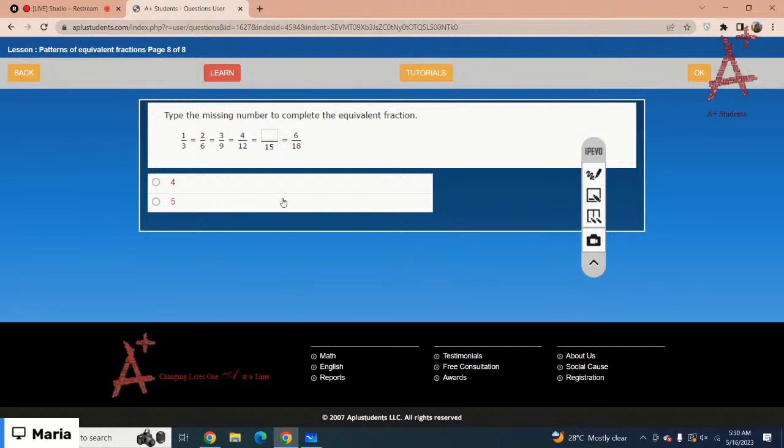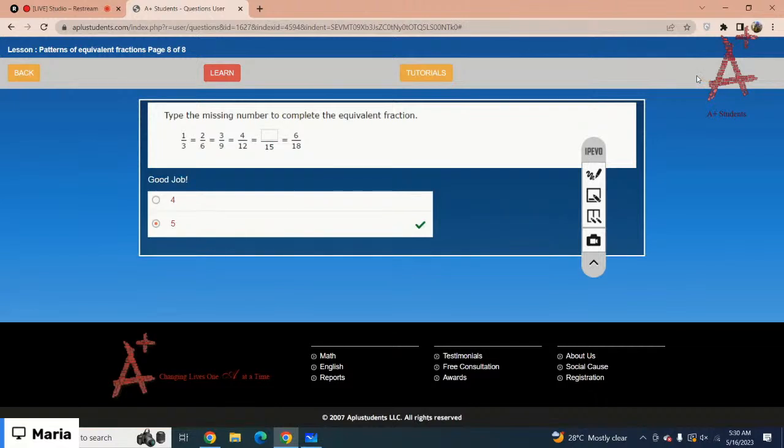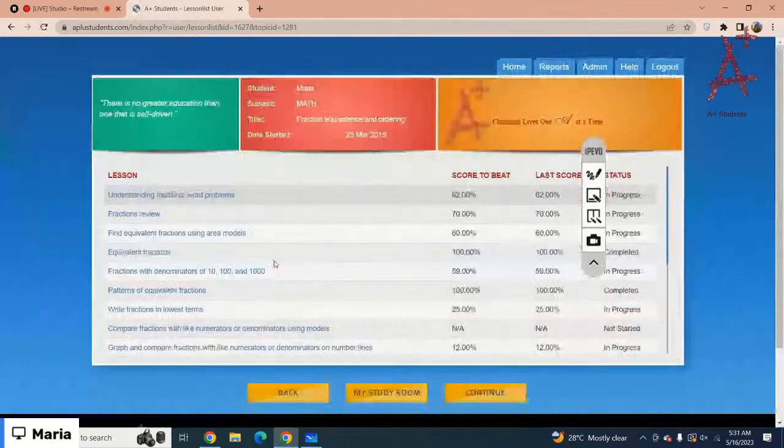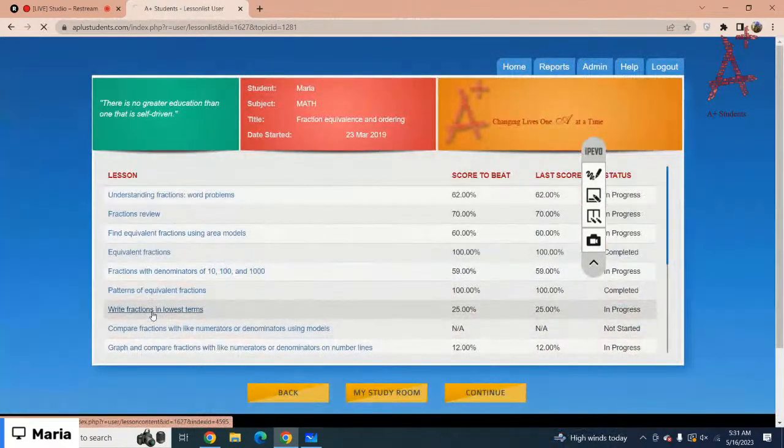It would be 5 over 15. Okay, we are done with the lesson. Let's just move on to the next one. That would be write fractions in lowest terms.